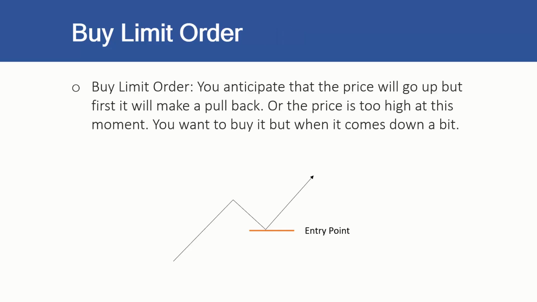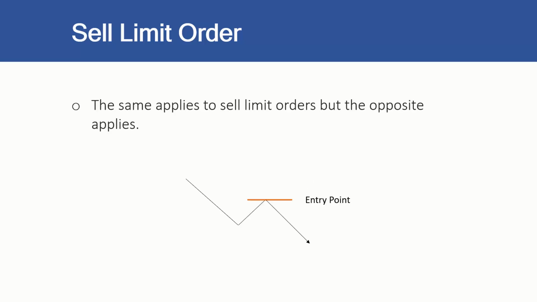Next, we have something known as a buy limit order and a sell limit order. In a buy limit order, you anticipate that the price will go up, but first it will make a pullback. Or you look at the chart patterns and currently the price is too high for you to enter. So what you do is you want the price to come down, and if it reaches your level, then it will trigger a trade and then you will enter. So when you create a limit order, you expect the price to bounce. So it will go down, hit your order, and then bounce and continue going up. The same applies to sell limit orders, but the opposite applies.